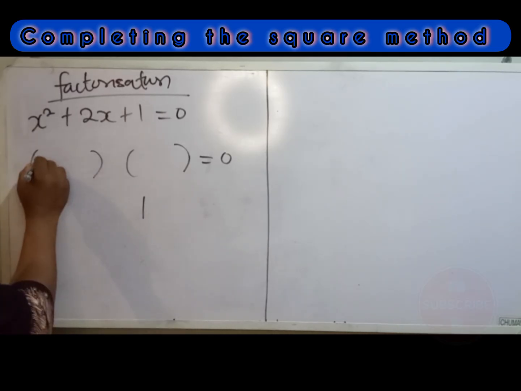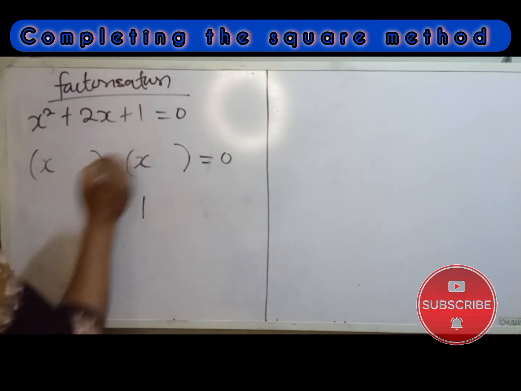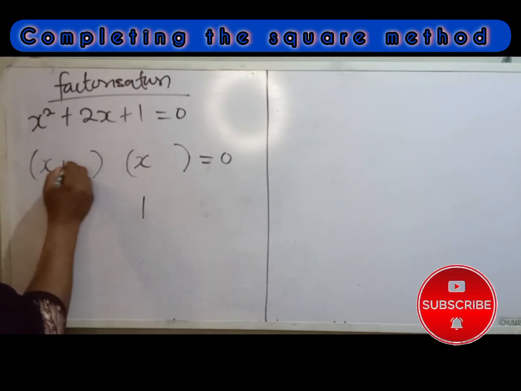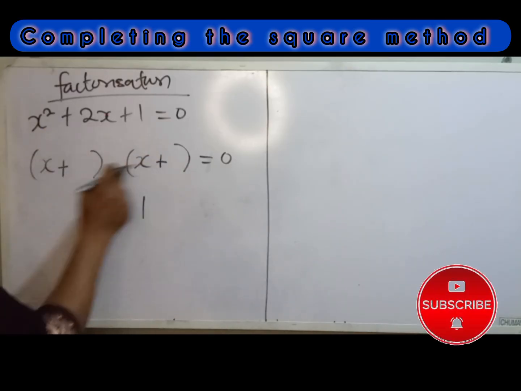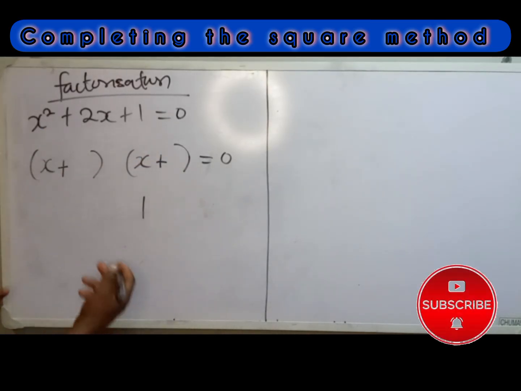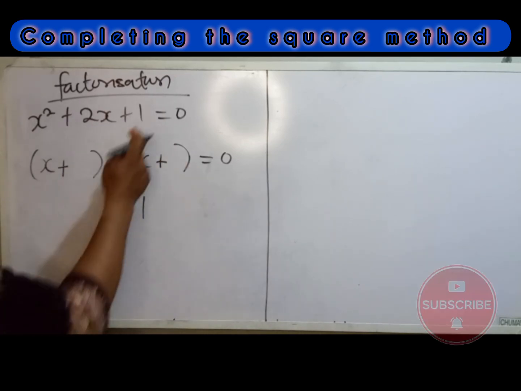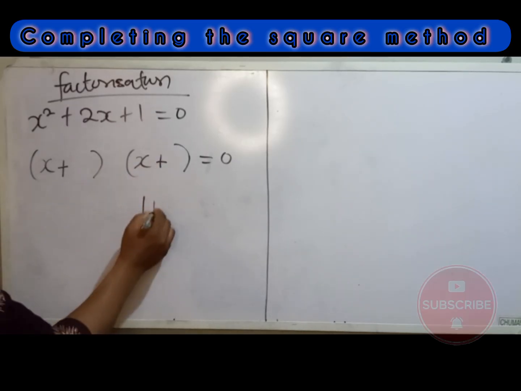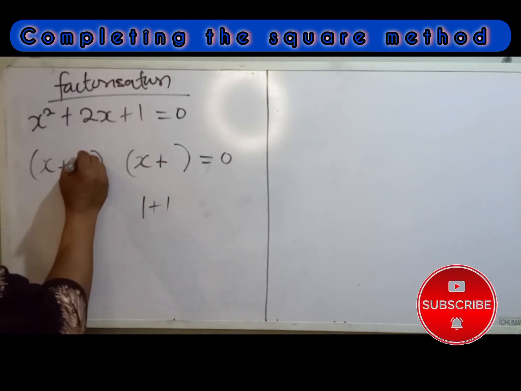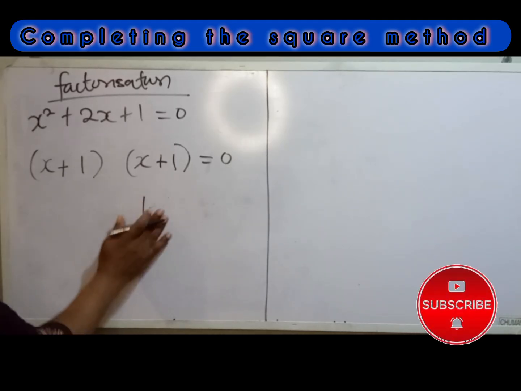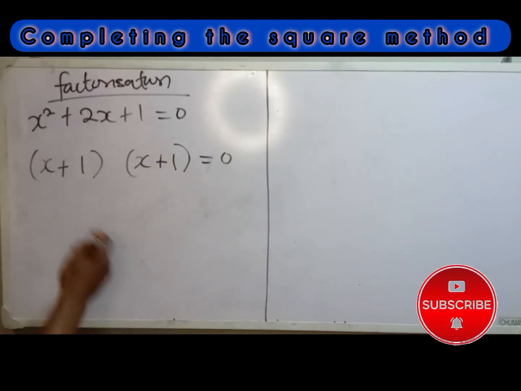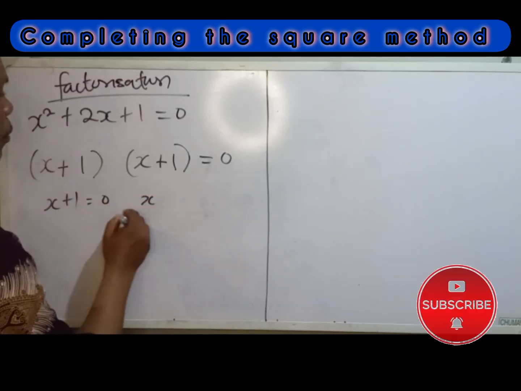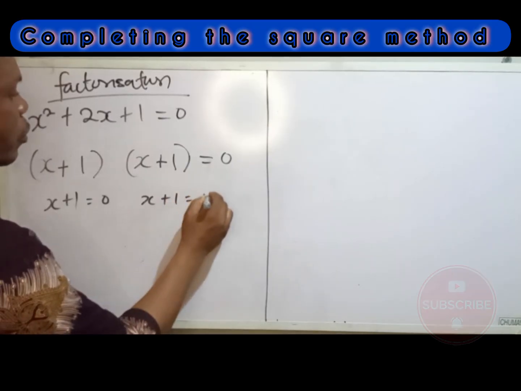So let me bring down my x here, which is the regular way of solving by the factorization method. The sign here will have to follow. Then the next thing I'm going to do is find out what is going to be here. I know that 1 times 1 is going to give me 1, so that agrees. And 1 plus 1 is going to give me 2. So I can easily fit in my 1 here. Once I do this, it will be right for me to equate this to 0 and this to 0.